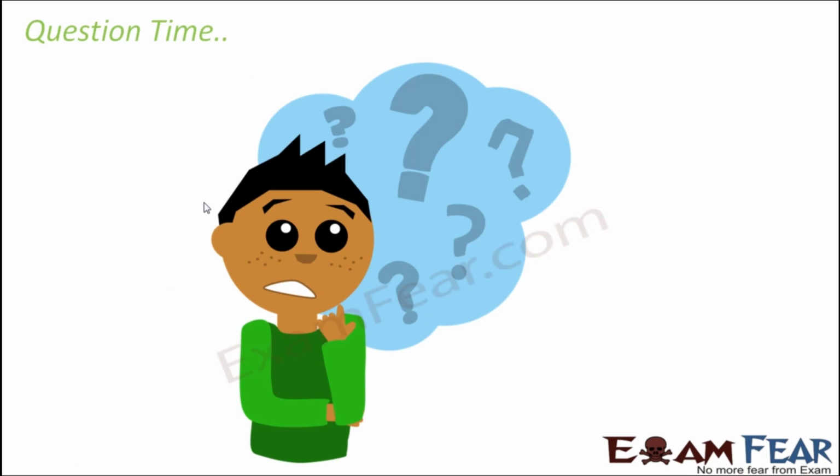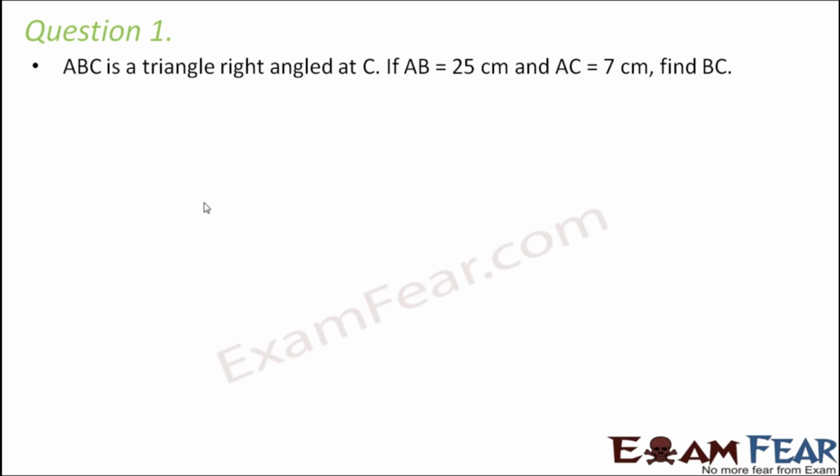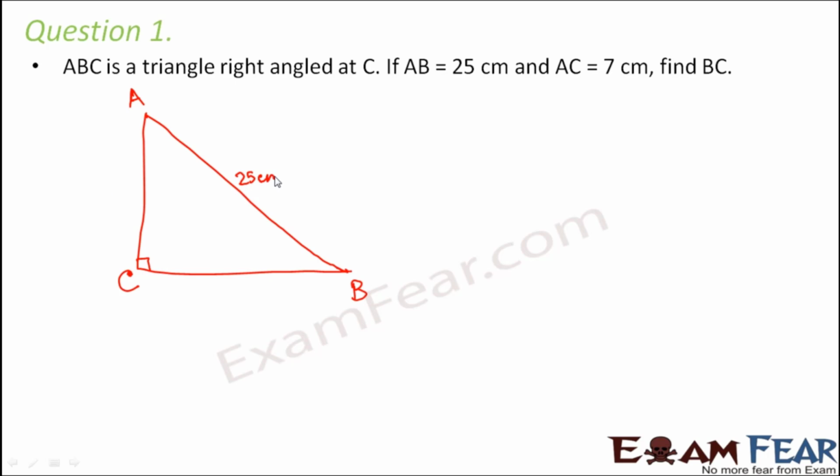So based on whatever we have learned in the Pythagoras theorem, let us quickly have a look at some of the questions. Question number 1. ABC is a triangle right angled at C. So let us draw a triangle ABC which is right angled at C. Right angled at C means the right angle is at the vertex C. So this is C, let us call this A, let us call this B. So this is ABC. AB is equal to 25 centimeters.